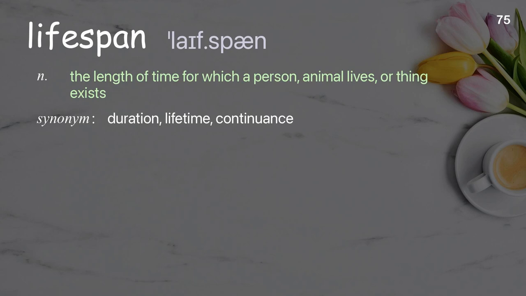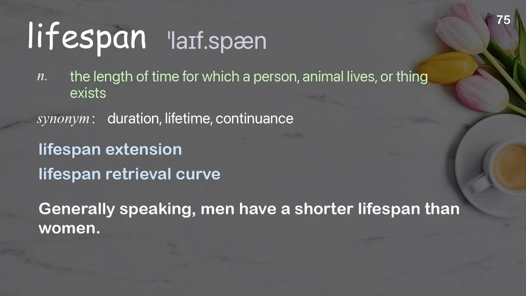Lifespan: the length of time for which a person, animal lives, or thing exists. Examples: lifespan extension, lifespan retrieval curve. Generally speaking, men have a shorter lifespan than women.